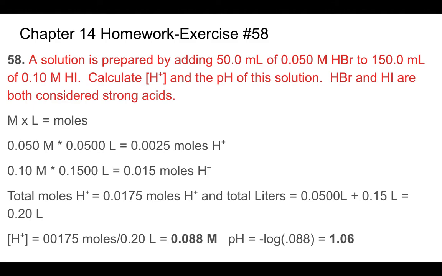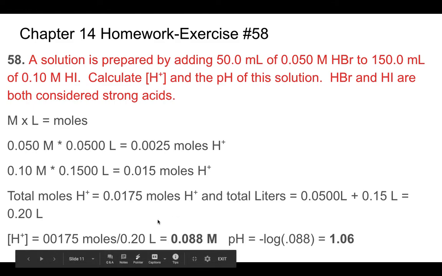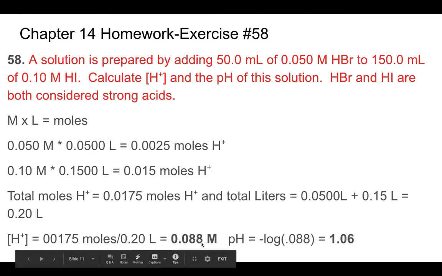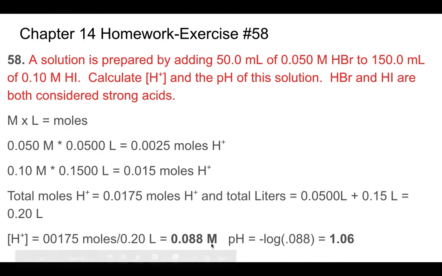So now we have our moles of H+ from both acids is 0.0175. Looks like I left out my decimal down here on the bottom. 0.0175, we have our liters as 0.2, so we have a molarity of 0.088 molar and a pH of 1.06.